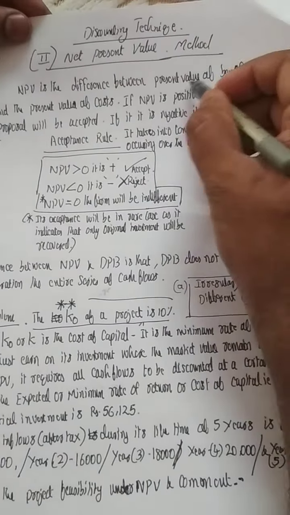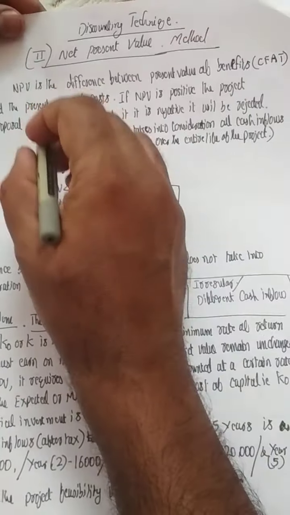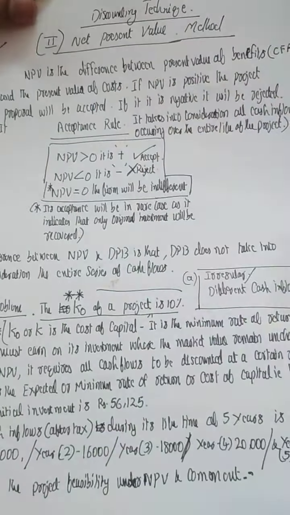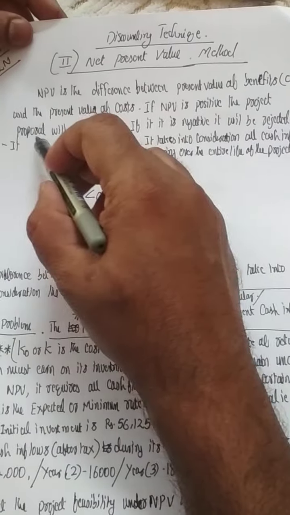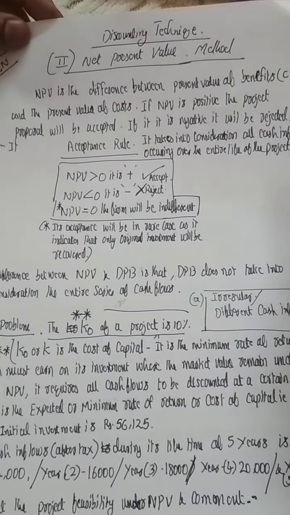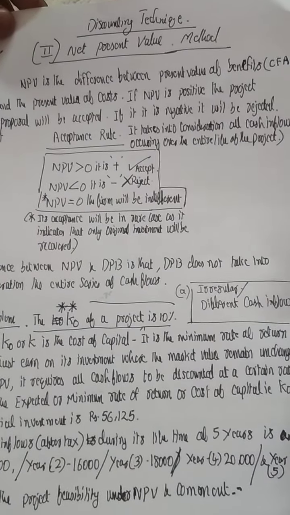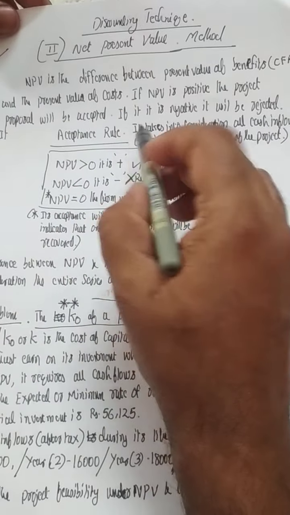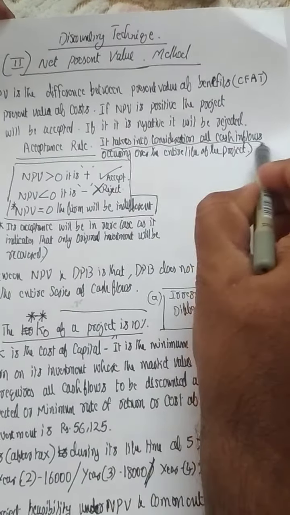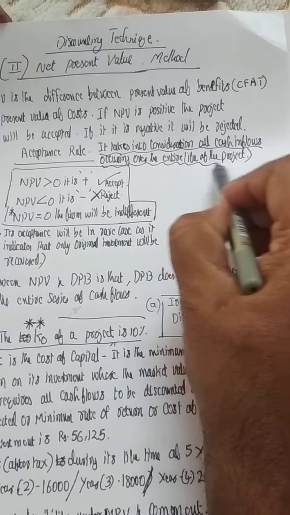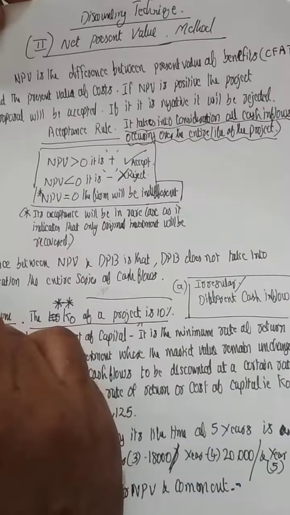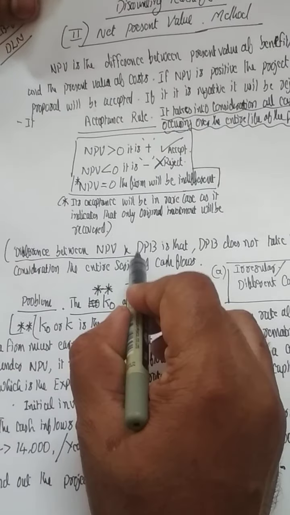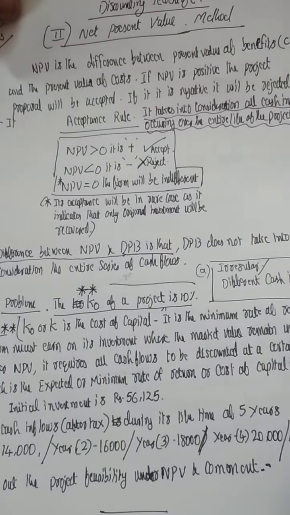So present value of cash inflow is compared with present value of investment or cost. If NPV is positive, the project proposal will be accepted, and if it is negative, it will be rejected. As I told, it takes into consideration all cash inflow occurring over the entire life of the project. That is the fundamental difference between NPV and discounted payback method.